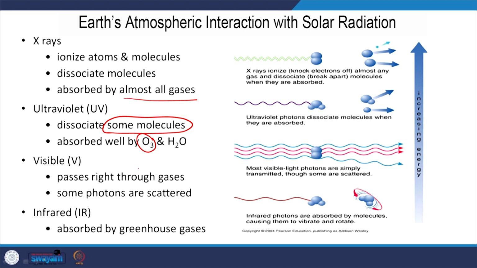Then you have the visible radiation. Visible radiation is less energetic; it has very little energy left. So it won't be absorbed by any gas as such. It will pass right through the gas. That means the entire atmosphere is transparent to visible radiation, although some photons are scattered. The infrared is the least energetic part of the solar spectrum, so hardly anything will absorb the infrared photons.